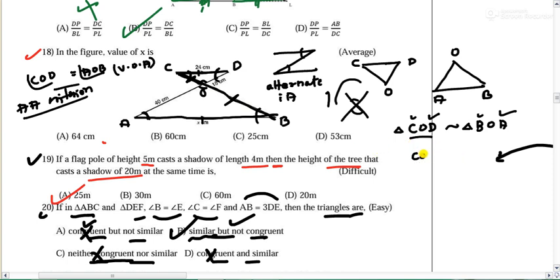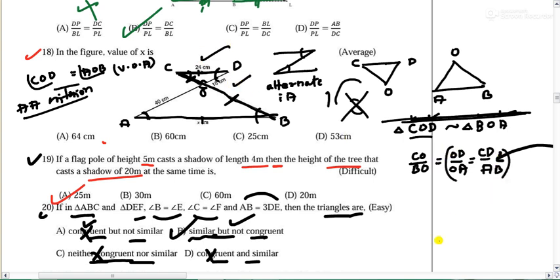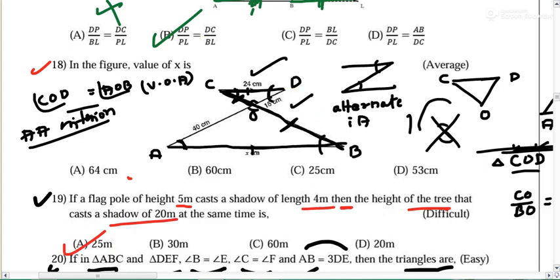So now you can write CO by BO is equal to OD by OA, and that is equal to CD by what? CD by anyone? Look at this and tell me. AB, exactly, good. Now they have given the value of CD and OD, so these you can use. OD is how much? 15, no? OA is 40. CD is 24. AB is unknown, X.